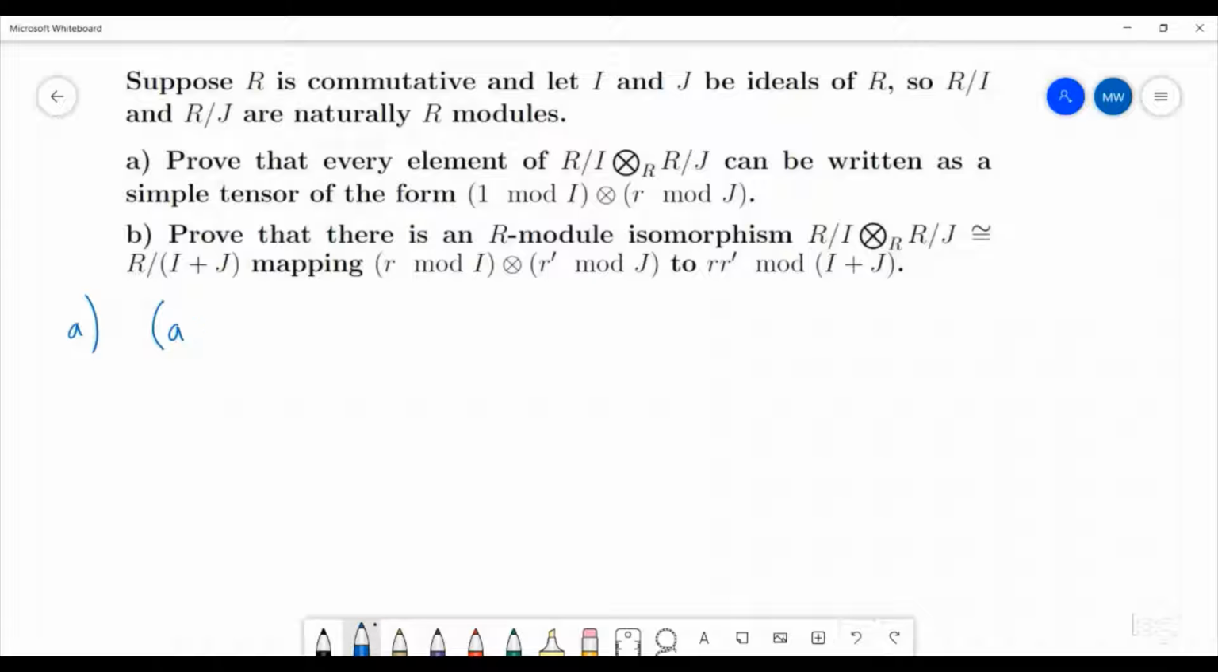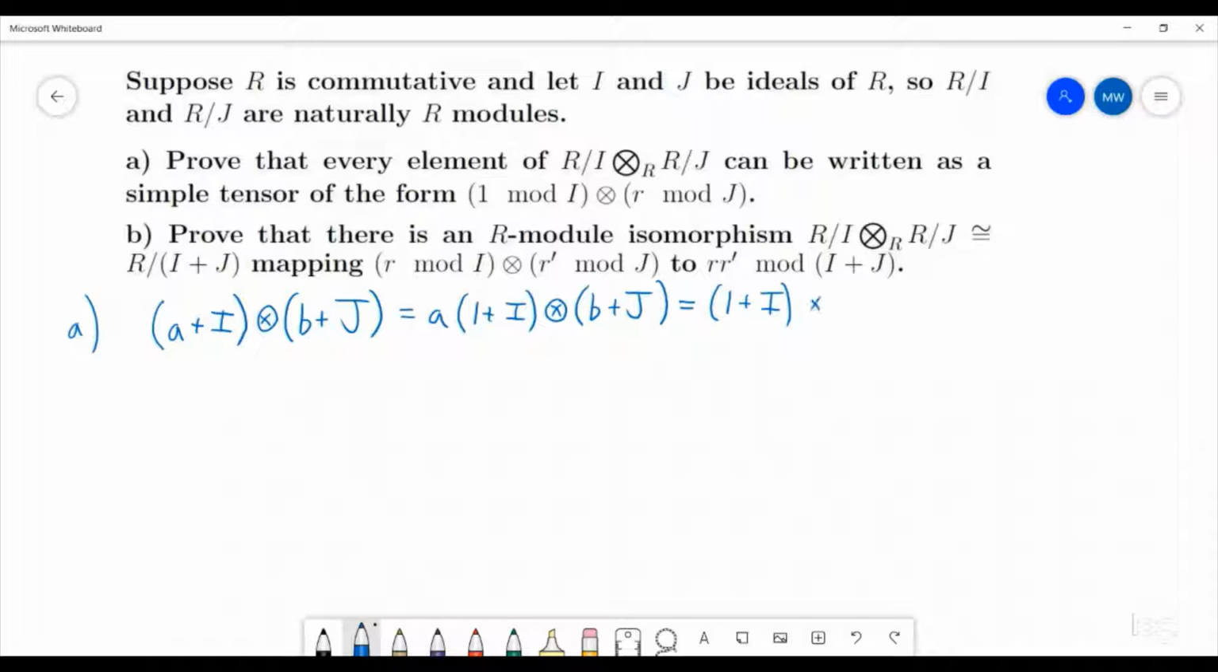plus I tensor B plus J. Well, this is equal to A times 1 plus I tensor with B plus J, and then because we are doing tensor stuff with our modules, this is going to commute around and be equal to 1 plus I tensored with AB plus J. And so this means that this is going to be a valid form for part A of this problem. Now we have to show this works for all tensors.